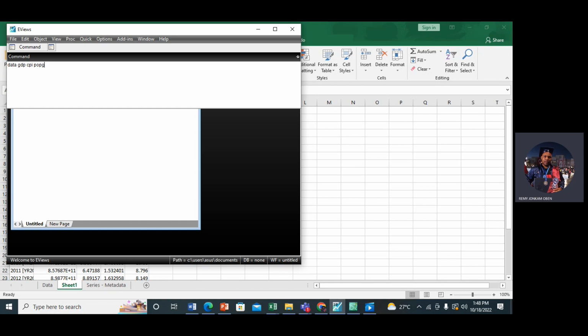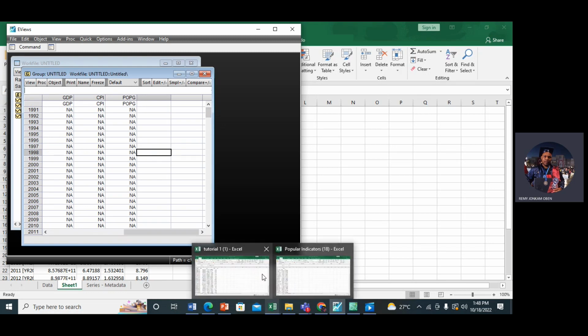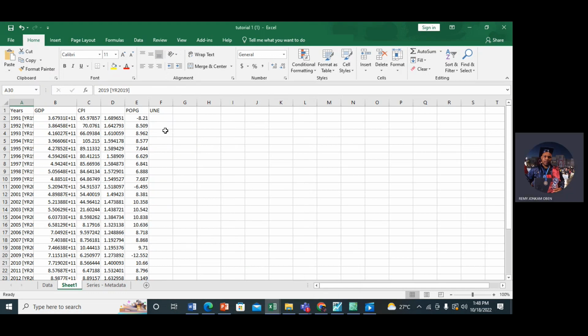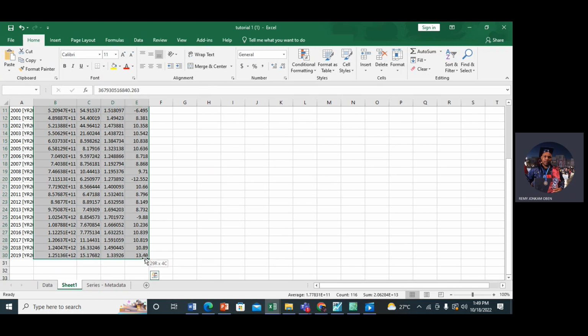Once you type in the command, you press enter, you see the spreadsheet opens on eViews. What you need to do now is you go to Excel, you copy your data. You copy just the data. You don't copy the years, you don't copy the variables. You copy just the data. There are many ways to copy, but what I do is I click on the first cell here. That's the first cell. I scroll down and I have to click on the last cell. But before I click on the last cell, I hold Shift on my keyboard and I click it, which highlights all the data. Then to copy, Control C.